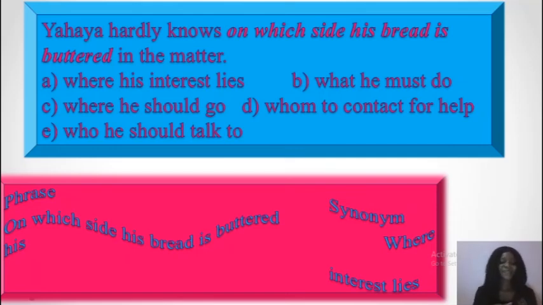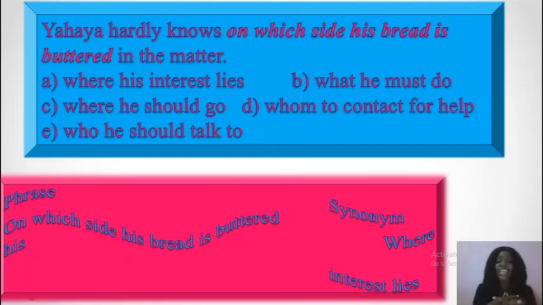Okay, let's look at the words. Option A says where his interest lies, on which side his bread is buttered. What does it mean? Let's assume you have a bread, and one side of the bread is buttered. What do you think that means? What do you think that entails? What can you say about that? Or someone offers to butter your bread. It means the person to a large extent has your interest at heart. You're favored. The person likes you. The person wants to help you.